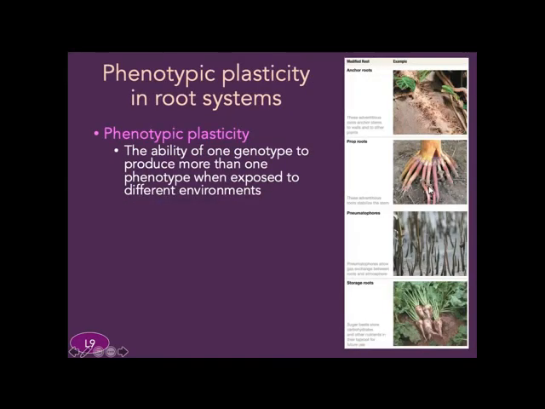All right, so what I just showed you, the previous slide where we looked at diversity amongst roots, was diversity that varied from species to species, right? There's also phenotypic plasticity in roots. So phenotypic plasticity refers to the ability of one genotype to produce more than one phenotype when exposed to different environments. So, for example, phenotypic plasticity is related to acclimatization.